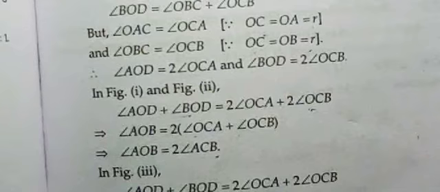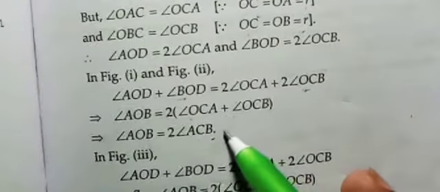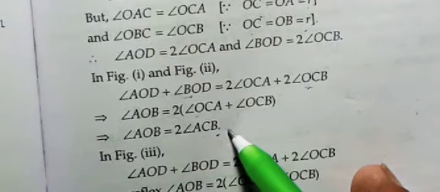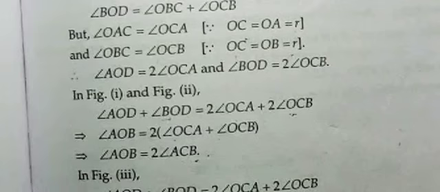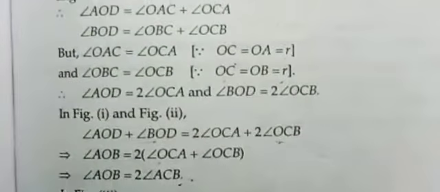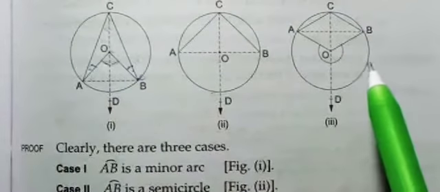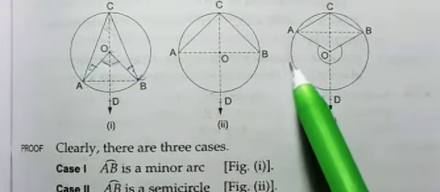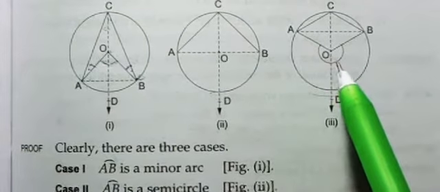Okay, so this is the proof of figure 1 and figure 2. Hope you understand. Now for figure 3, when AB is major arc, this is the proof for figure 2 and figure 1. Now when AB is major arc, the proof is similar.